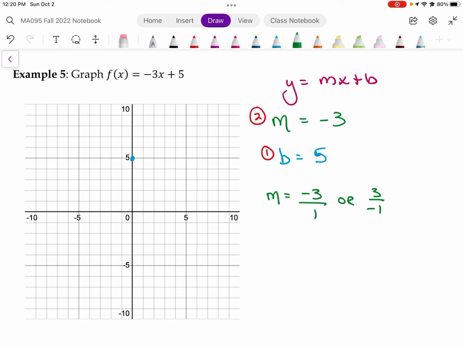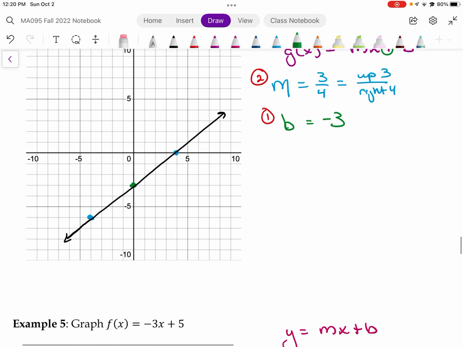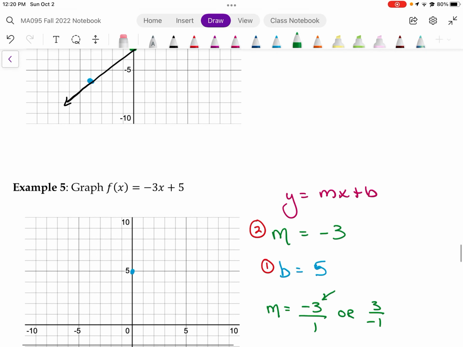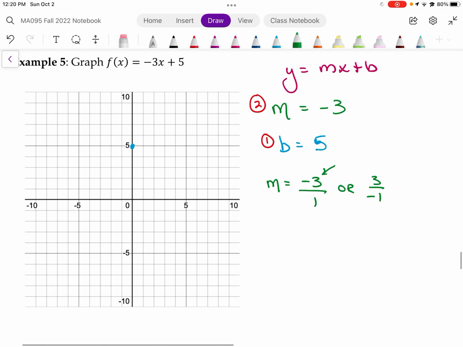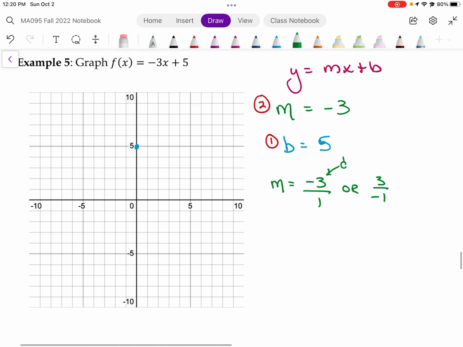It's the same thing. So this means that this is going to be up, down, right? Just like up here, we chose up 3 and right. But this is not up, it's going to be down because it's negative. And this one's going to be up. This one's going to be right 1, and this one's going to be left 1. Okay, so down 3, up 3.